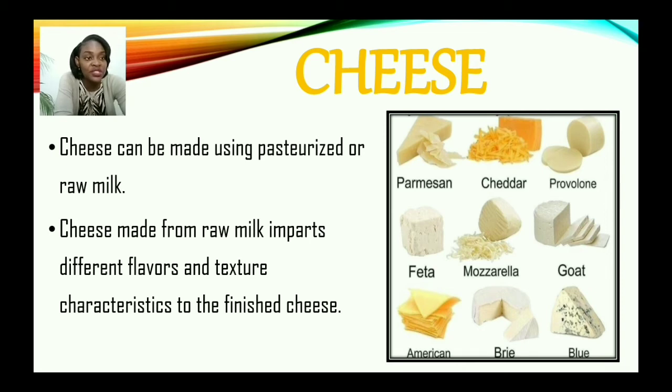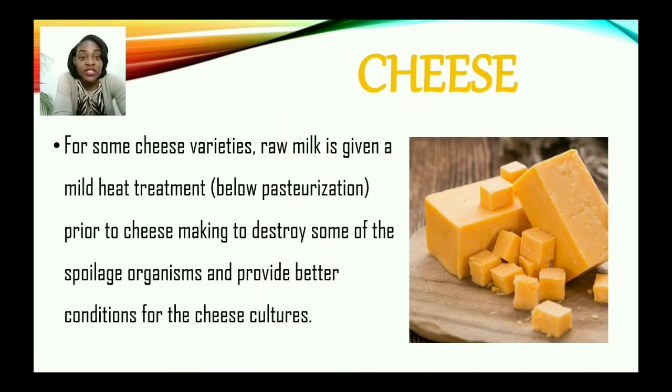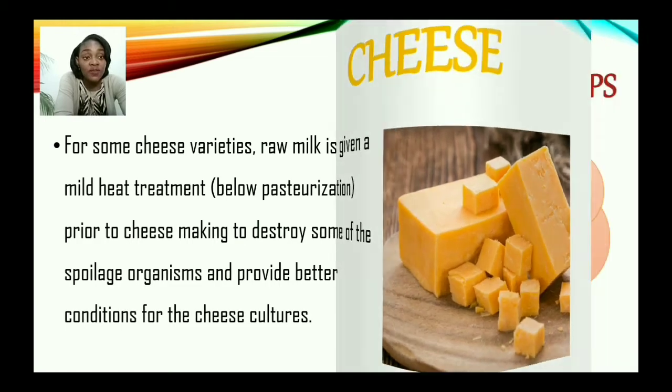You have Parmesan, cheddar, provolone, feta, mozzarella, goat, American, brie, and also blue cheese. Now, for some cheese varieties, raw milk is given a mild treatment. When we speak of mild treatment, we're referring to a treatment that is below the temperature used during pasteurization, prior to cheese making, to destroy some of the spoilage organisms and provide better conditions for these cheese cultures. And remember that cheese culture or starter culture are the specific bacteria that are grown for the production of cheese.